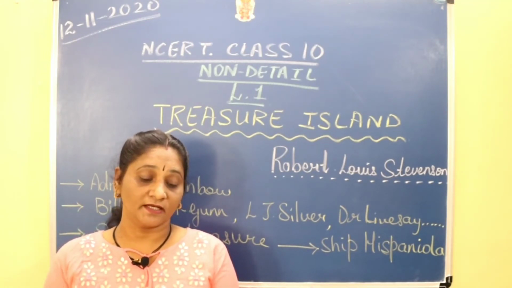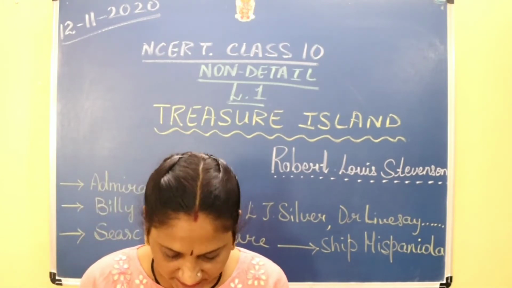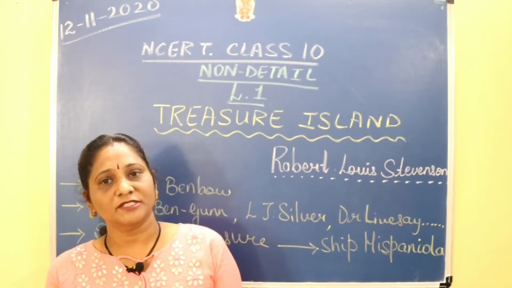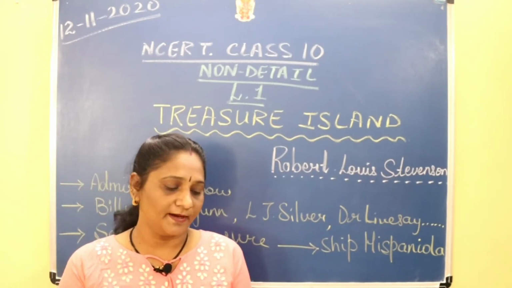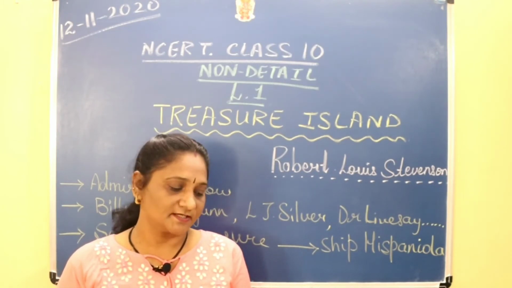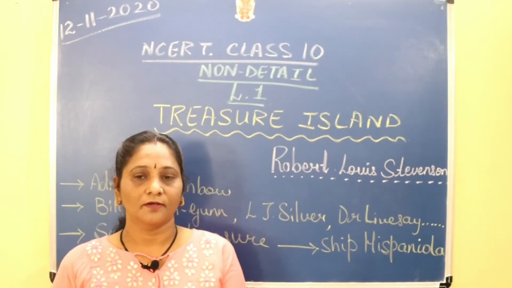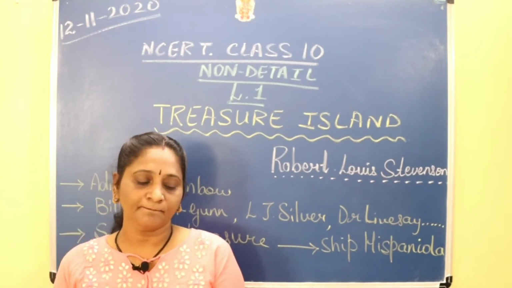Why? Because it was a treasure map. When they opened these papers and saw them, they came to know that it was a treasure map. It showed the directions where Captain Flint had buried the treasure. The word booty is used here in this lesson.